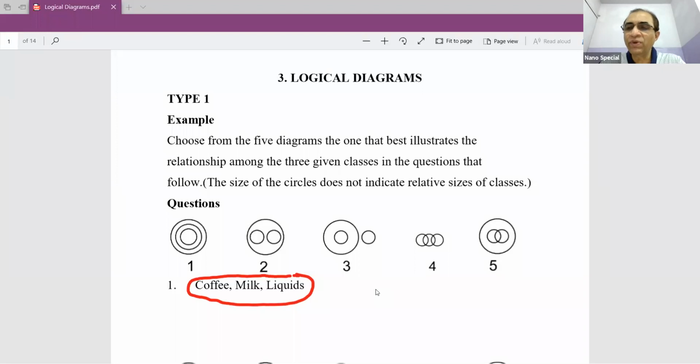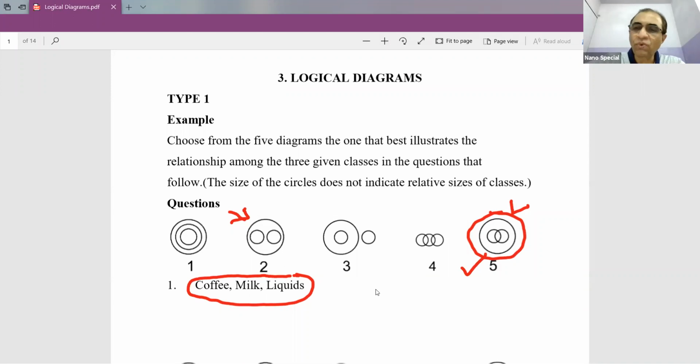Coffee can be had with or without milk. Yes, Akshita, you're somewhere there. So if you see liquids, both coffee and milk are liquids. So you can take this entire outer circle to represent liquids. Coffee and milk are liquids, in which case this could be the answer. But point is that milk sometimes is part of coffee. So that is why this overlap is there, and that is why the answer is 5.